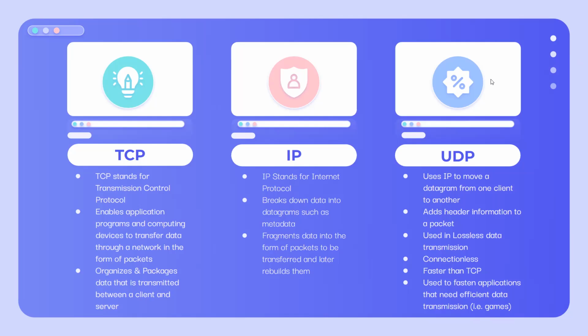Next is IP, which stands for Internet Protocol. The role of IP is to break down data, because data needs to be broken into smaller pieces so that it can be transferred efficiently. This process, called fragmentation, breaks apart the data, like I said earlier, into packets, which are transferred throughout the network, and later IP facilitates rebuilding them. And lastly, we have UDP, which stands for User Datagram Protocol. This is really efficient for things like games because it's faster than TCP and doesn't require a connection. It also has header information on a packet, which is relevant for indicating information from the client side and the server side, like where it is being sent to.